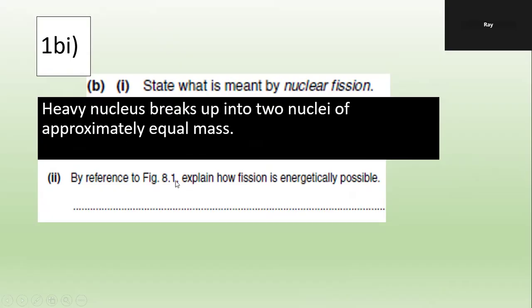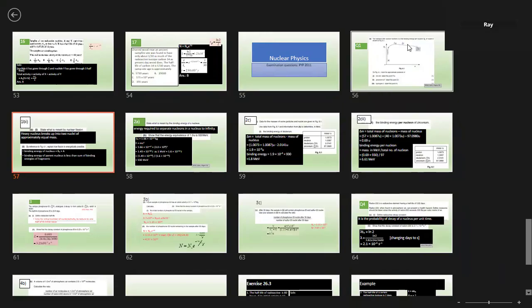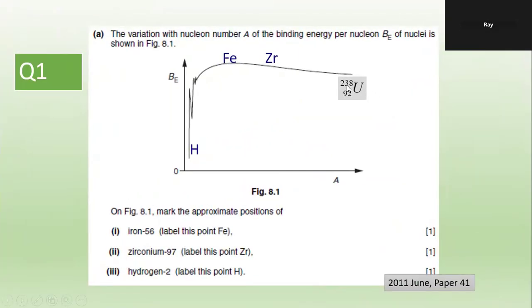By reference to figure 8.1, explain how fission is energetically possible. How is it possible? By referring to the graph. That's the graph. How is it possible? Fission occurs here. Usually takes place for the reactants here.